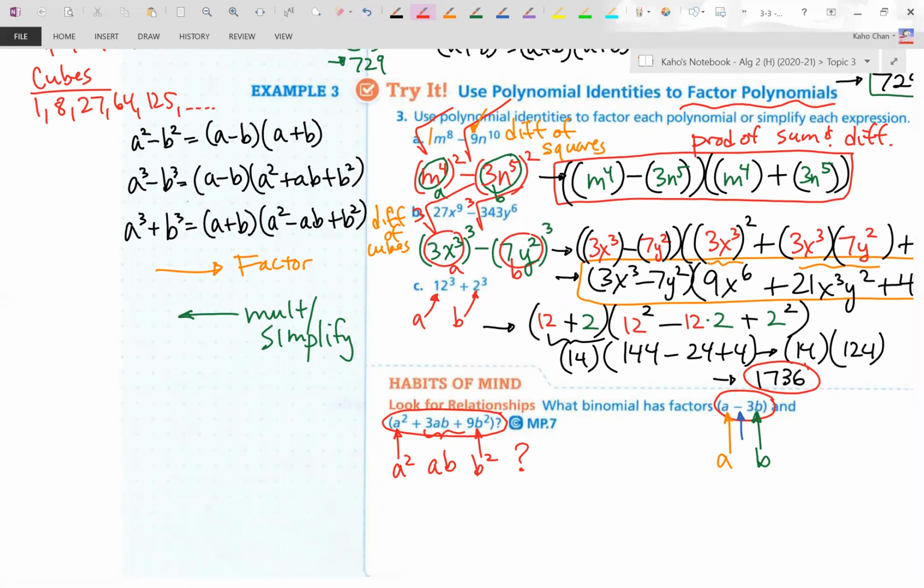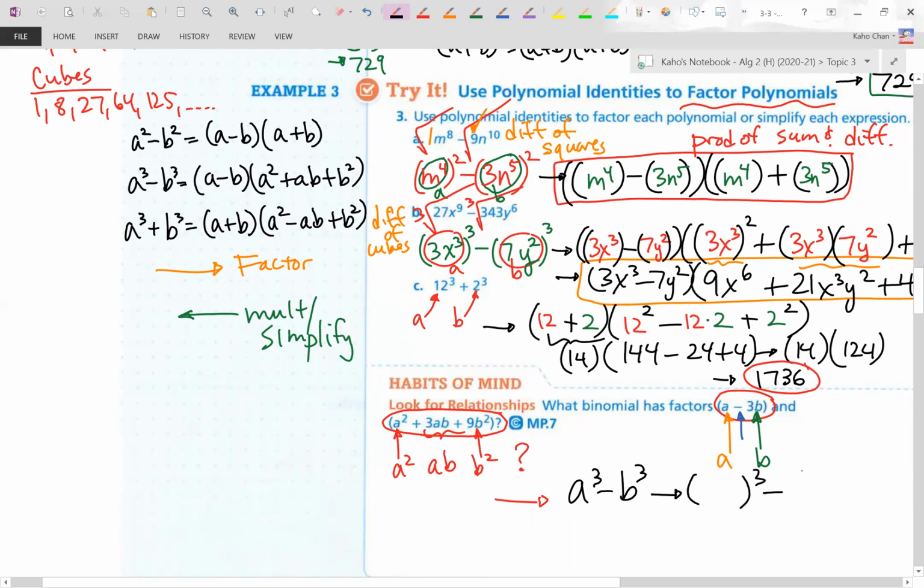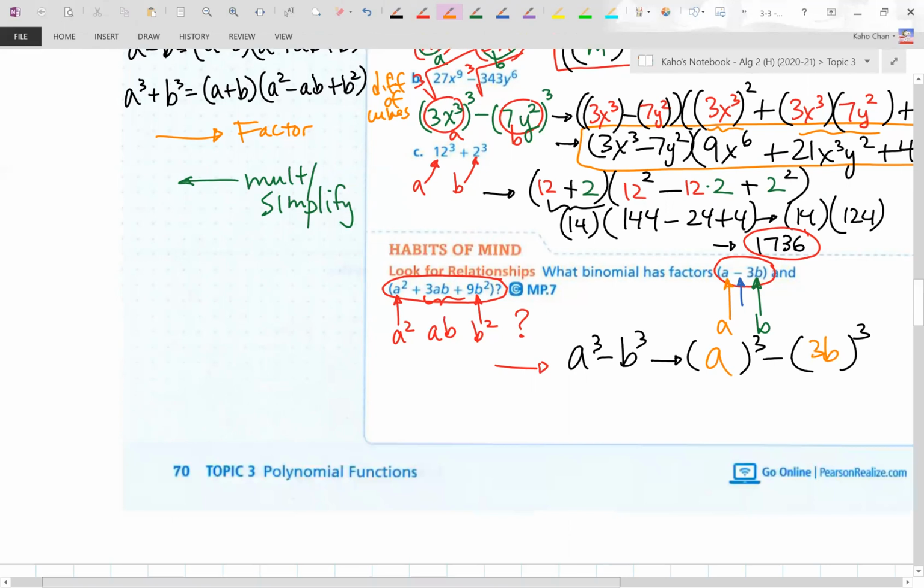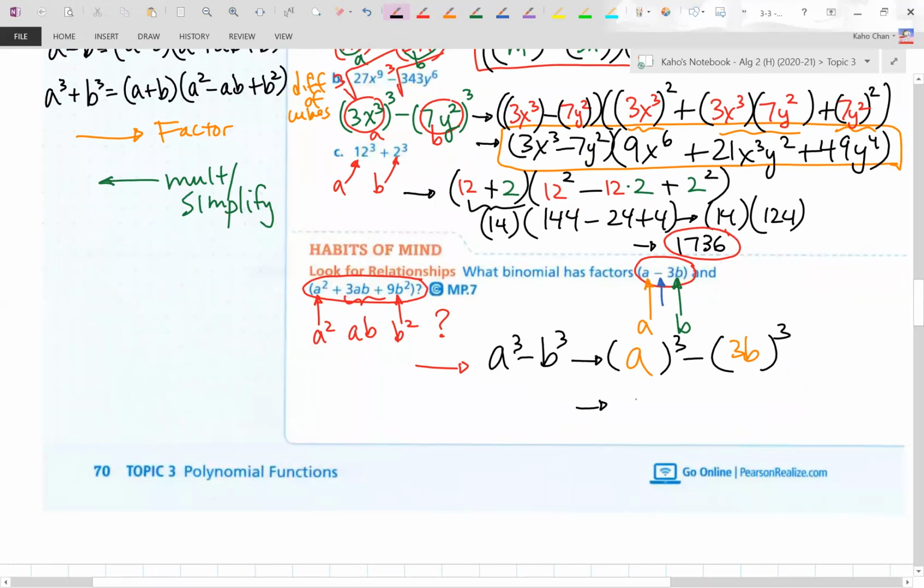So my answer is A cubed minus B cubed, which I need to bring down to here. So a cubed minus b cubed is what I'm going to put in from the original. A is a, b is 3b. So when I clean that up, I'll get a cubed minus 3b cubed, which is 27, and b cubed is b cubed. And there's your answer. Woo! Crazy.